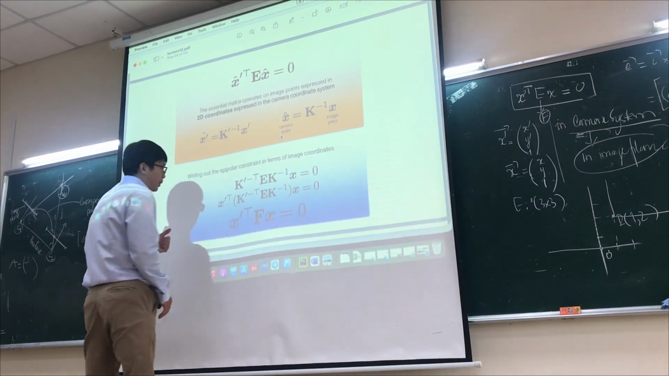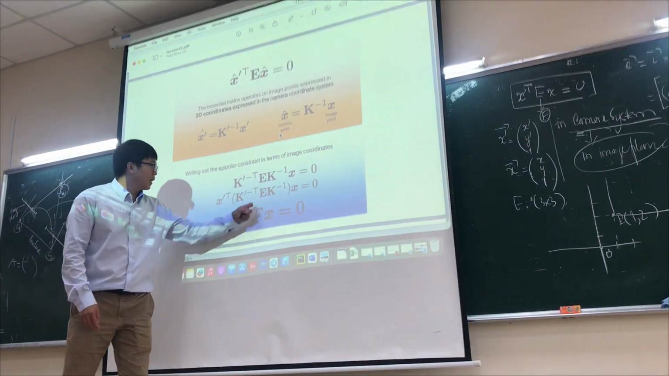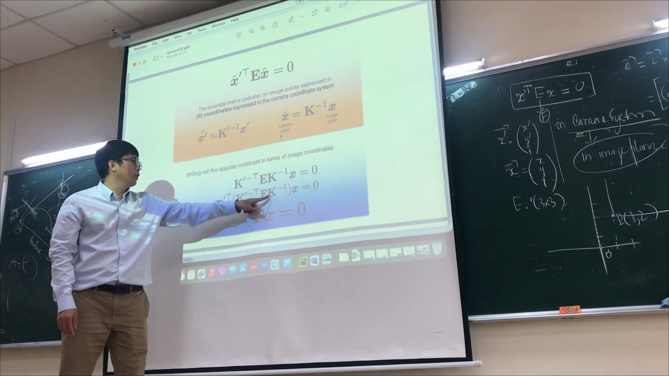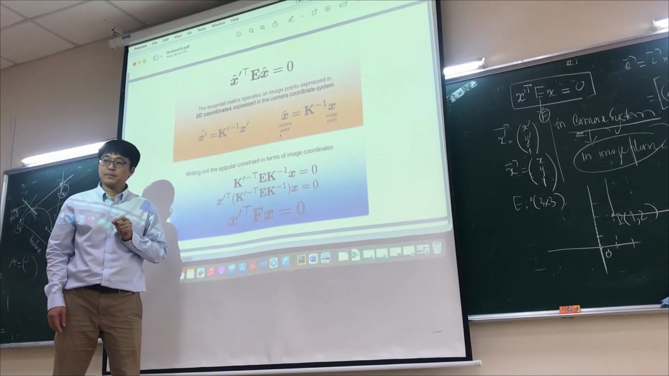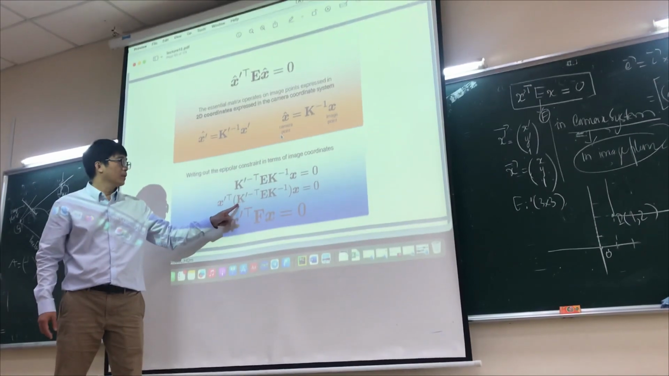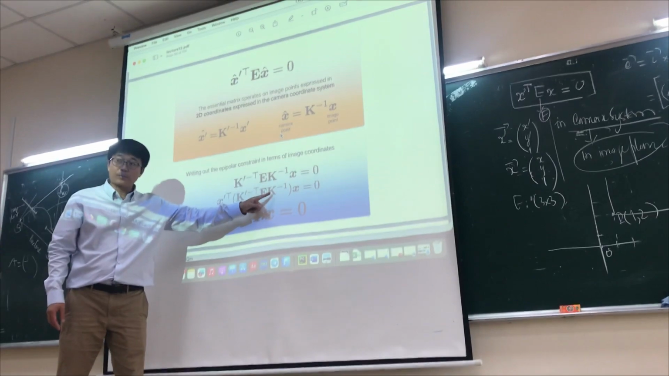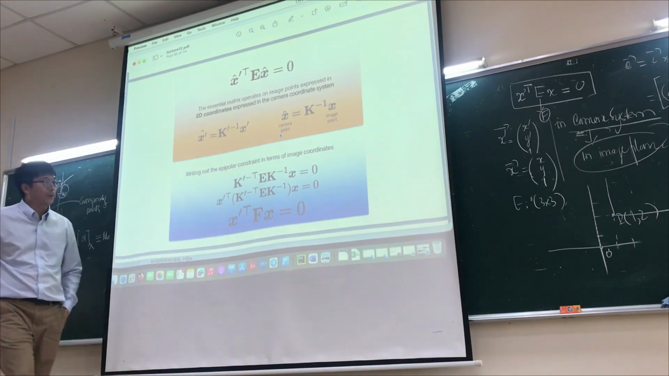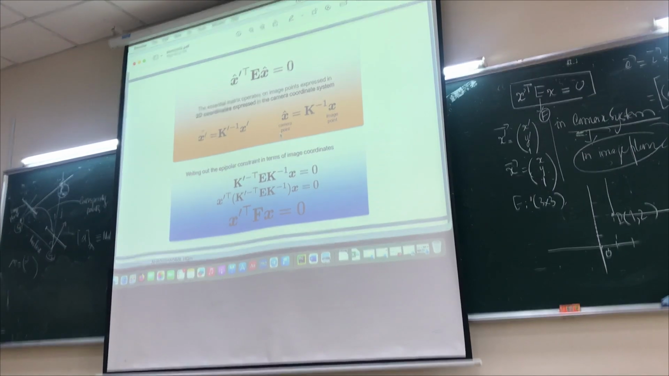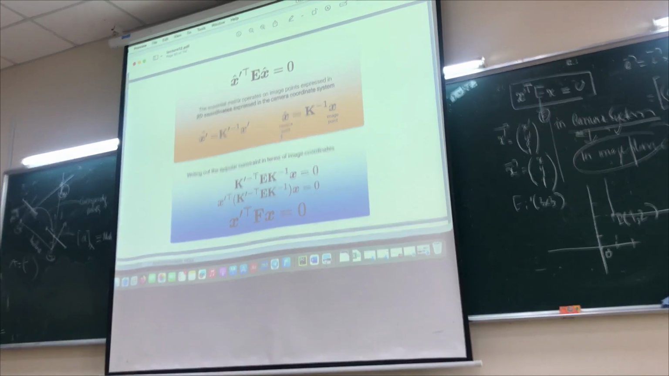So you can see actually F is equal to this matrix E, before you know, and K. Do you remember what I mean by K at the beginning of this lecture? The intrinsic camera matrix. Okay, you know. So it means that F can be computed from E.